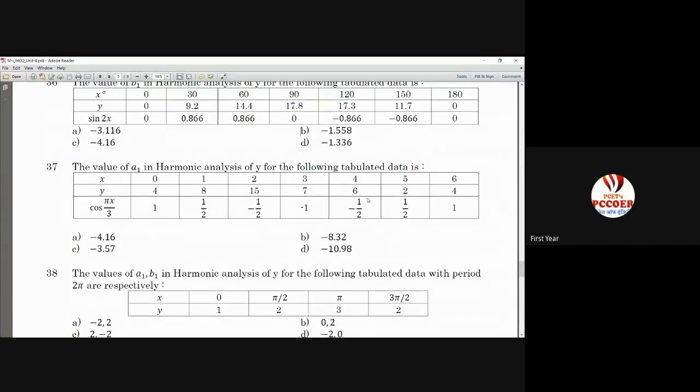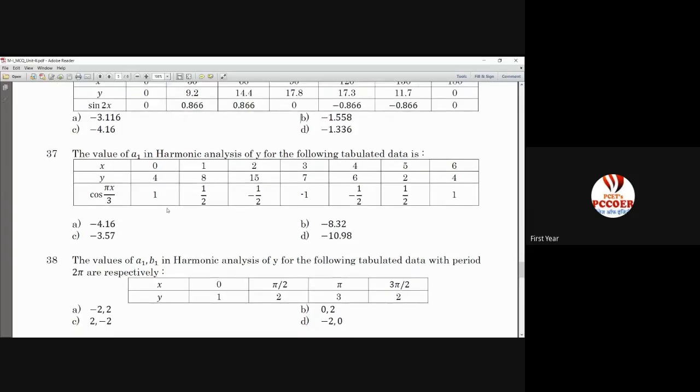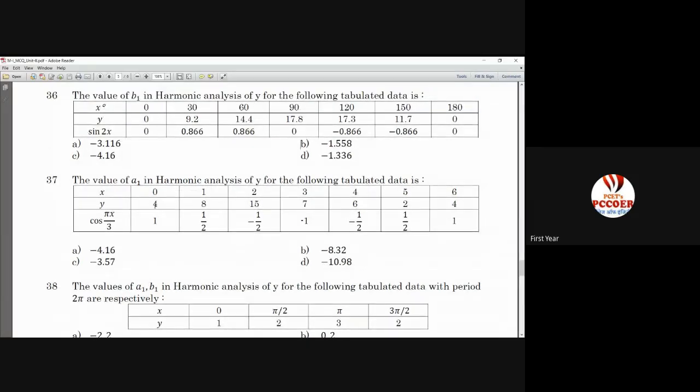2.833. Minus 2.833 is the answer. Yes, ma'am, so it's not there in the option. So are you getting it? This question is wrong. You have to change that. Did you get how we have done it?